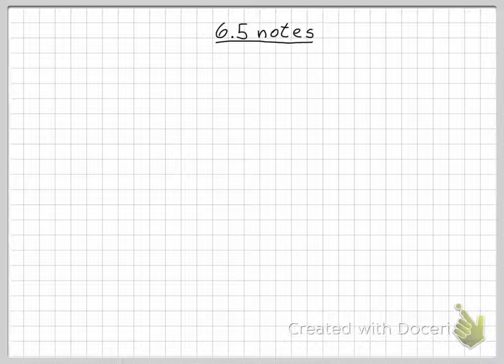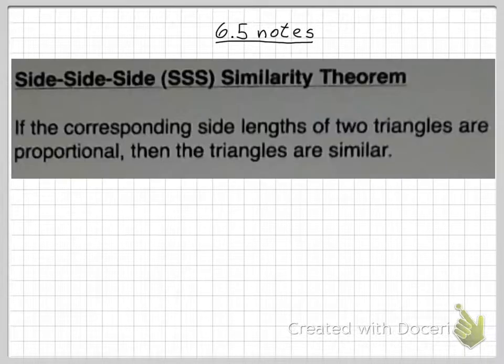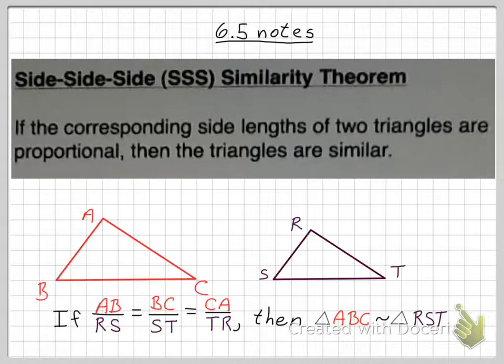So in section 6.4 we learned that we can use congruent corresponding angles to show that two triangles are similar. In addition to that, we can also use proportional corresponding side lengths to show similarity as well. That's the side-side-side similarity theorem, and it states that if the corresponding side lengths of two triangles are proportional, then the triangles are similar.